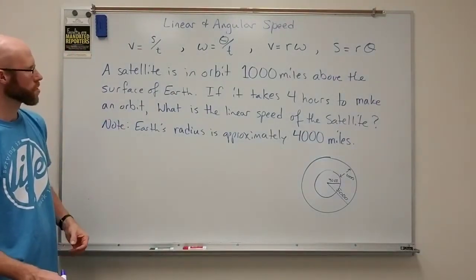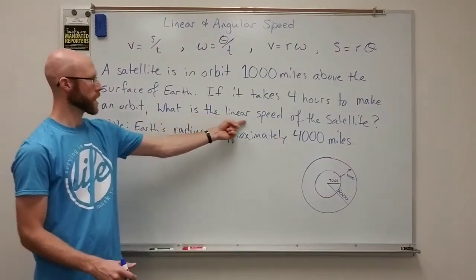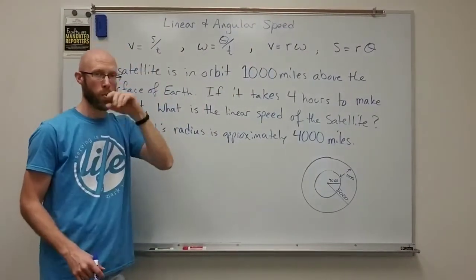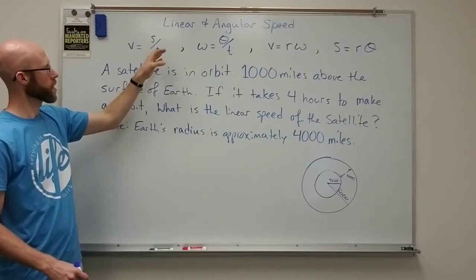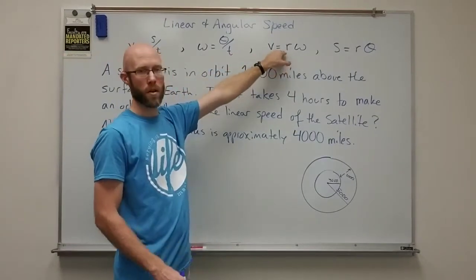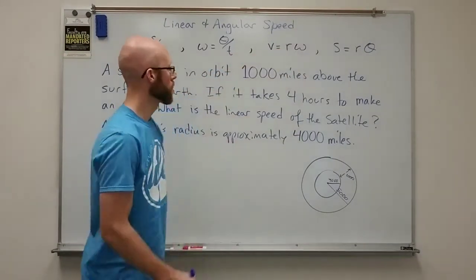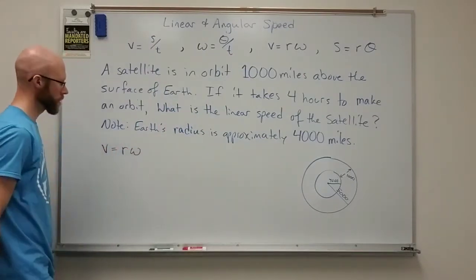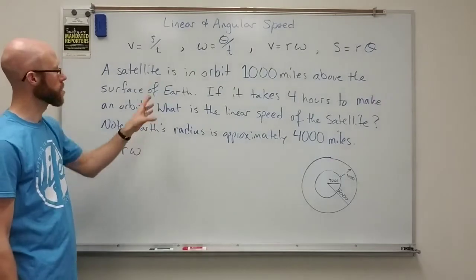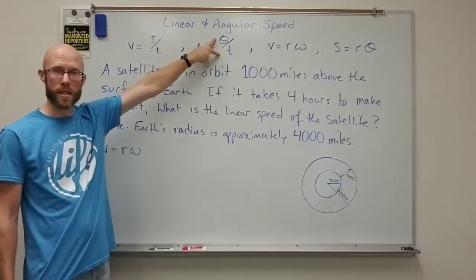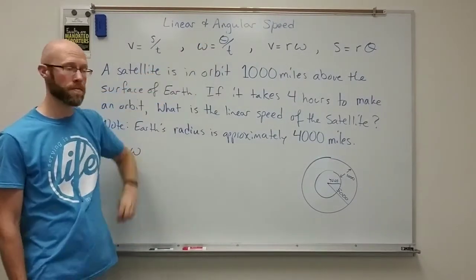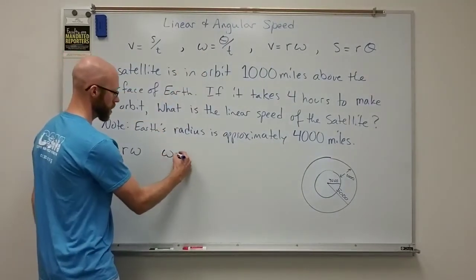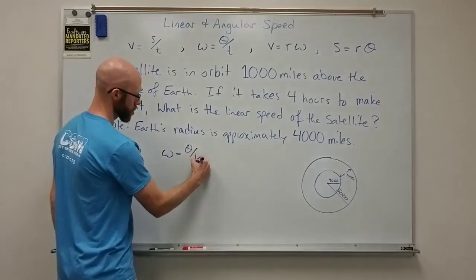So we're looking for the linear speed. Well, linear speed is calculated two different ways. We don't know the arc length, so we're going to have to work with the r omega, right? So v equals r omega. Now I don't actually know omega either, but I know theta and t. I can get that from the problem. So actually, let's look at that first. Omega equals theta over t.